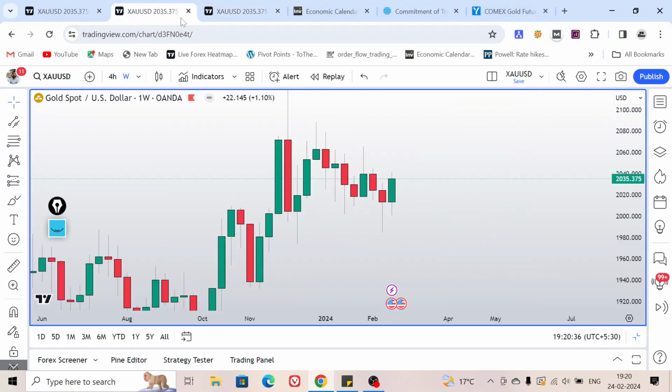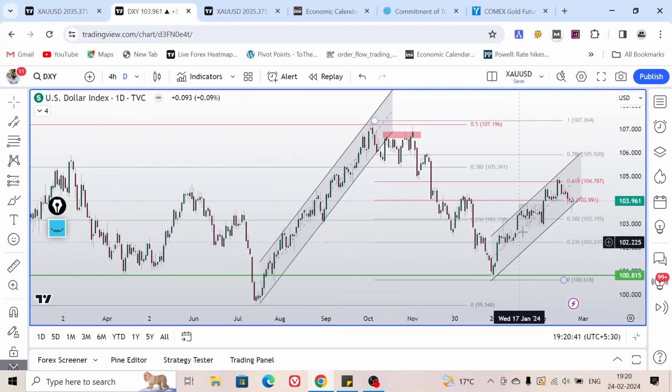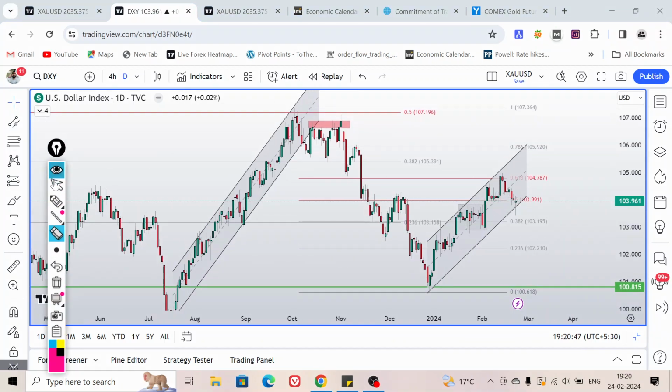Now let's check the chart of the dollar, that is DXY, and you can see that the dollar is currently facing resistance at this Fibonacci golden zone, and price is rejecting down as per this daily time frame. You can see, after rejecting this level we have seen a decline, but gold is getting help from the decline in the US 10-year yield.